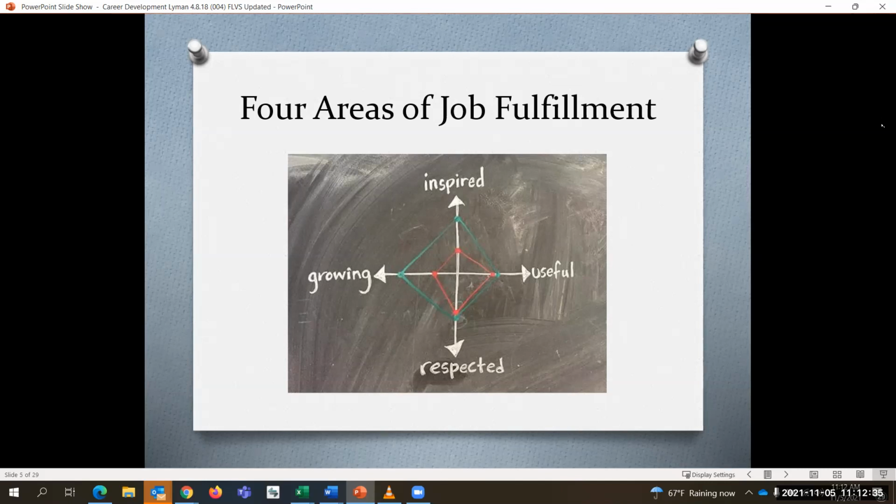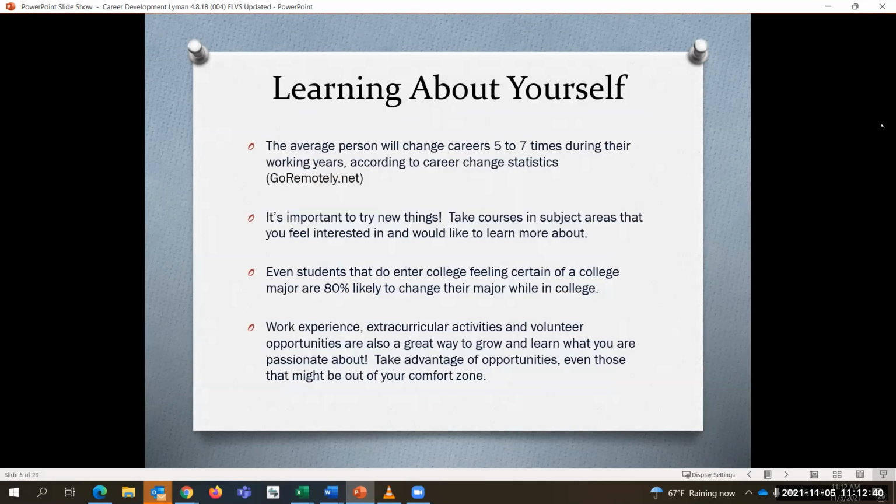And how do we learn about ourselves? Do you guys have any ideas about that? How you get to know yourself? I think you're doing some of those things right now. Anybody have an idea?